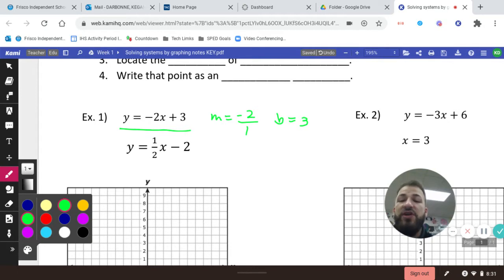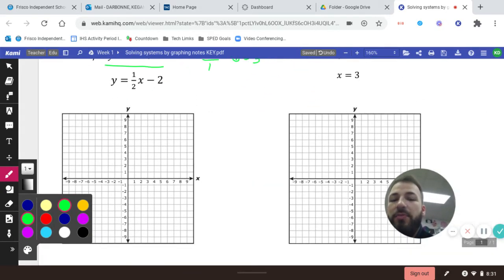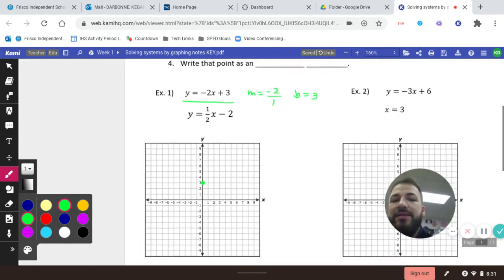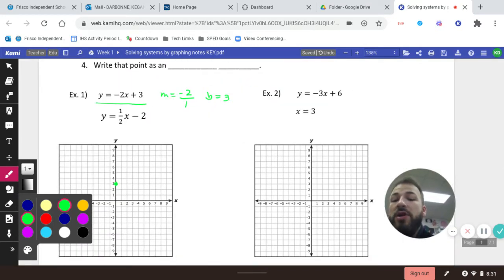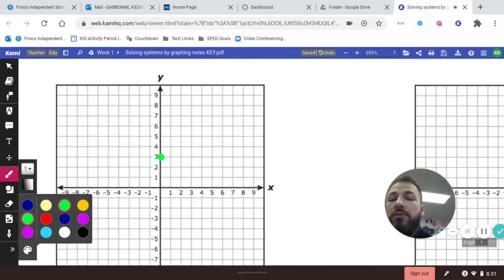So first things first, when graphing a linear equation, just in case you forgot, we do the y-intercept first. So my y-intercept is 3. So I'm going to put a point at 3 on the y-axis. Second step, we graph the slope. So my slope is negative 2 over 1. It's rise over run. So that means I go down 2 and over 1 to get my next point.